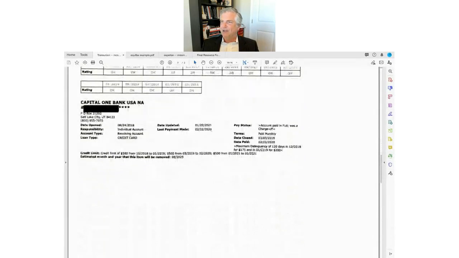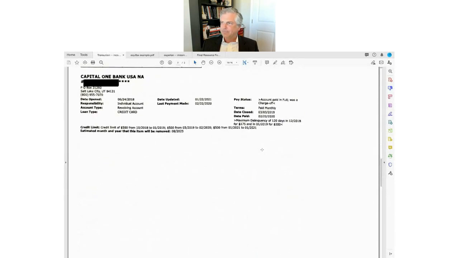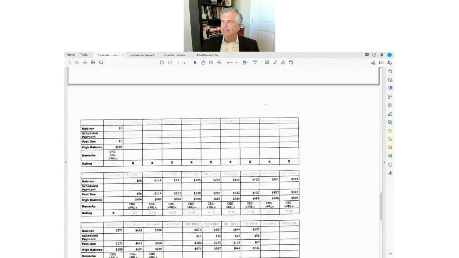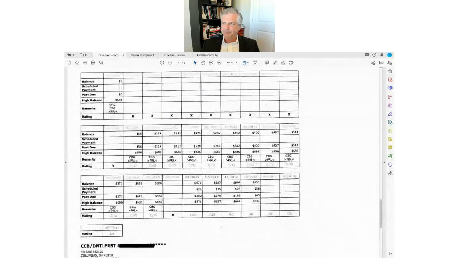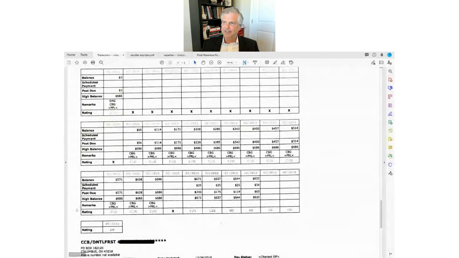Let me just show you now with Capital One. If you'll notice on here, it says account paid in full, was a charge off. So it got charged off, but then we paid it. And then let's look at the history here. If we start down in July 2018, it says that we were okay. And then we come around to August 2018. Now it's missing data, so we certainly could dispute that.